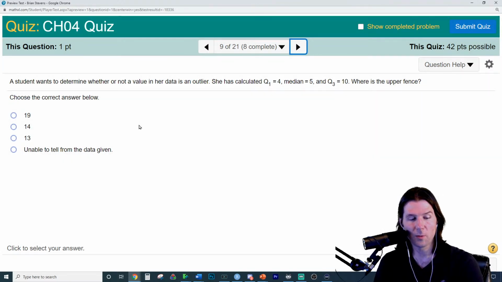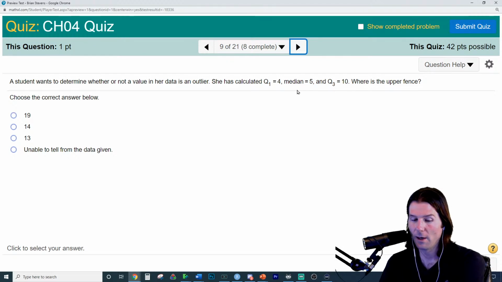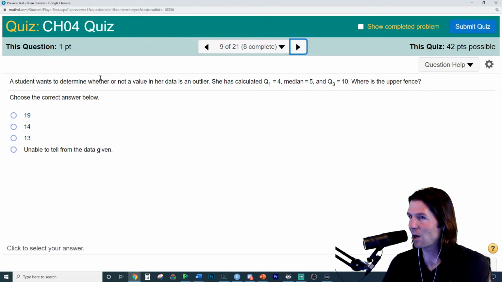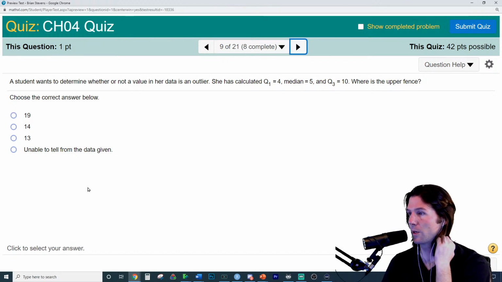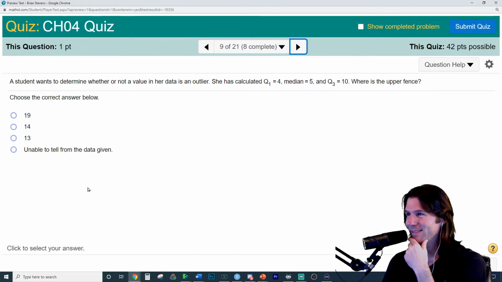A student wants to determine whether or not a value is an outlier. Ooh. Where is the upper fence? I love this question. I wish it didn't give these answers here. It's pretty easy to see which one's the answer. But let me ask this first. What is Q3? Q3 is 10. And then what is the IQR?